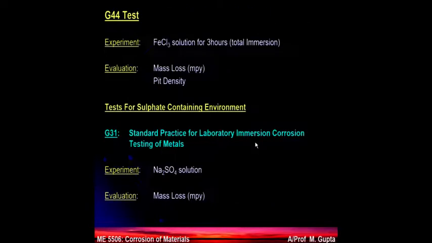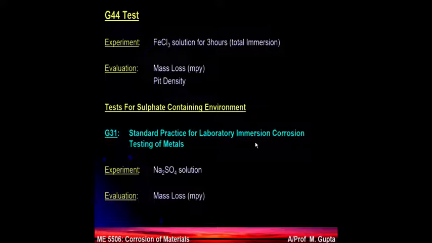We got the samples, and this includes immersion of the material in ferric chloride solution for 3 hours, taking the mass loss or weight loss, and taking pictures to find the pit density. Similarly, because oil and gas can also have sulfur, you go for a sulfate-containing environment and immerse that in sodium sulfate. Again, get the mass loss, convert it to mils per year, and you know the corrosion rate, whether the mass loss is significant or whether the damage because of the pitting is significant.